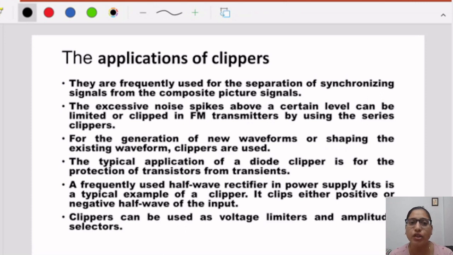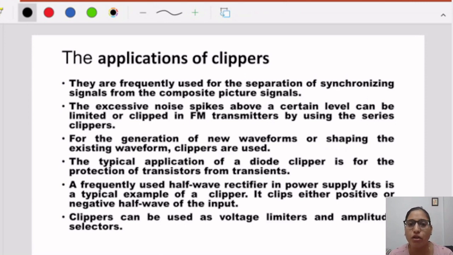The second application is that excessive noise spikes above a certain level can be limited or clipped off in FM transmission by using the series clipper. We know that excessive noise can create distortion in the output. So in frequency modulated transmitters, we just clip them off with the use of series clippers. The third one is that clippers are used for the generation of a new waveform or for shaping an existing waveform.